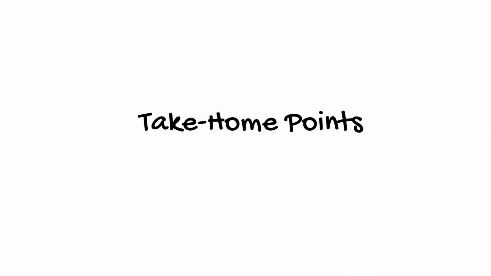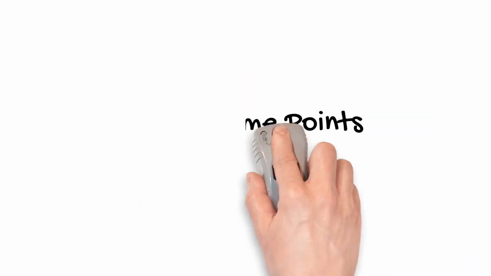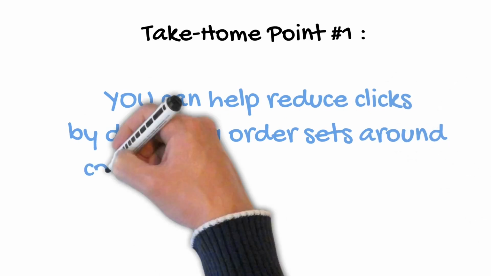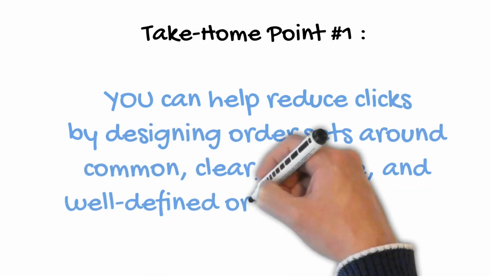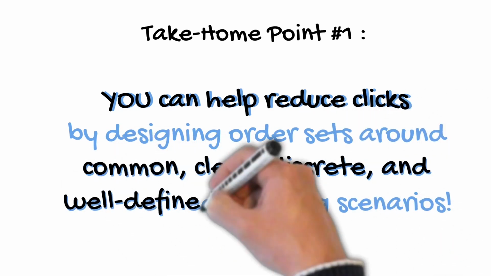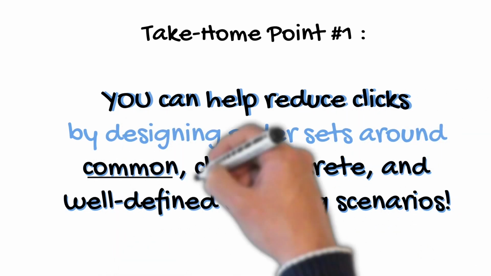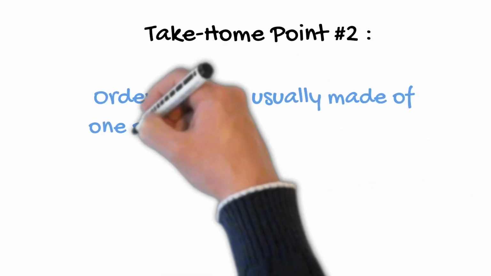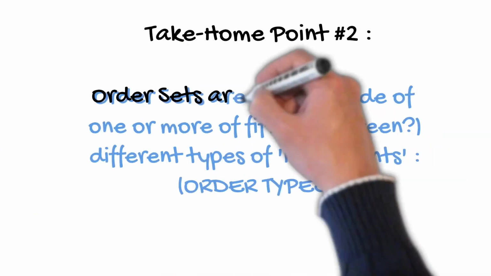All right, so now some take-home points just to review. First take-home point, remember that you can help reduce clicks by designing your order sets around very common, clearly defined, discrete, and well-defined ordering scenarios. Again, reducing clicks through good definition: common, clear, discrete, and well-defined. Keep that in mind.